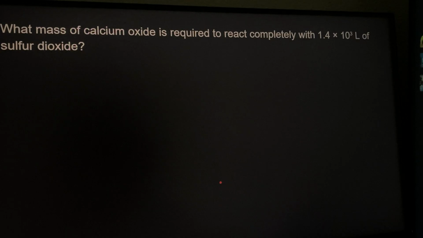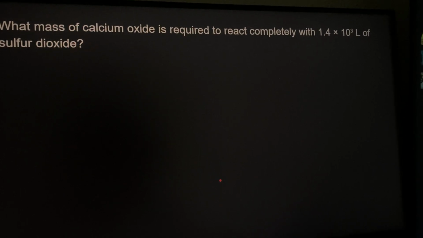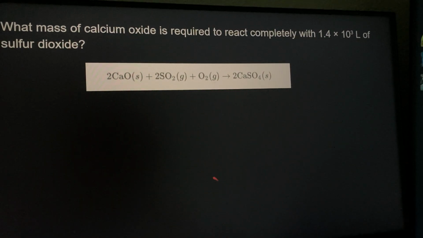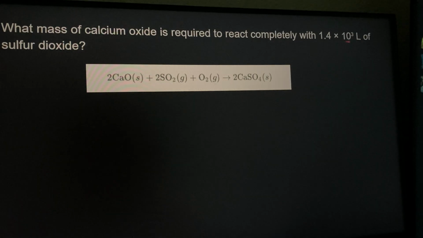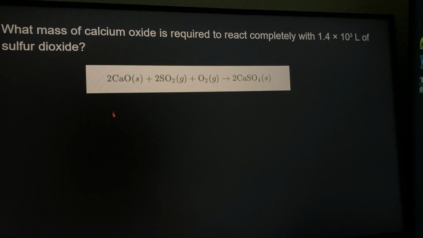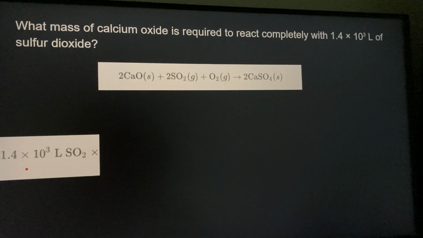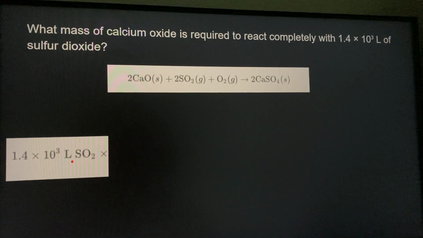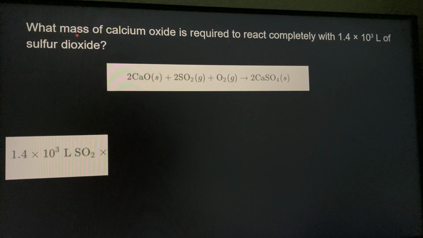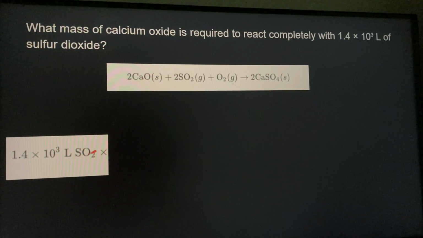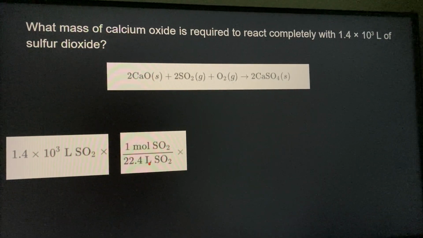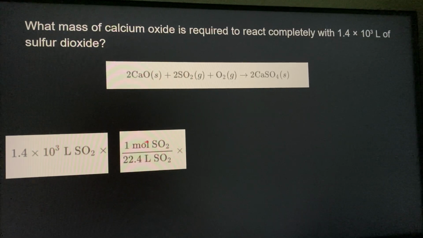All right, first step, like always, is writing out the equation and balancing it. If you did that correctly, it should look like this. And we start off with our given: 1.4 times 10 to the third power liters of sulfur dioxide. Right now it's in liters, and it's asking for mass, so we're converting from liters to mass. So we need to divide by 22.4 liters over 1 mole SO2.